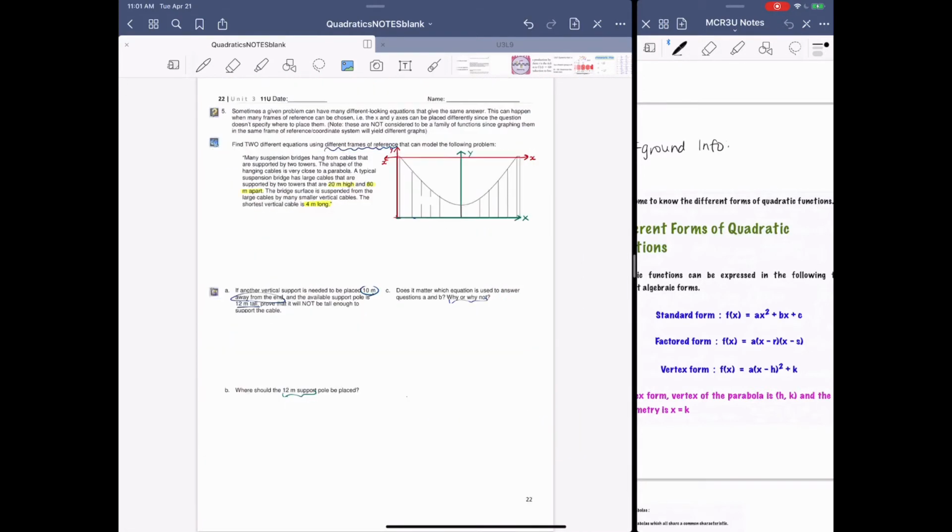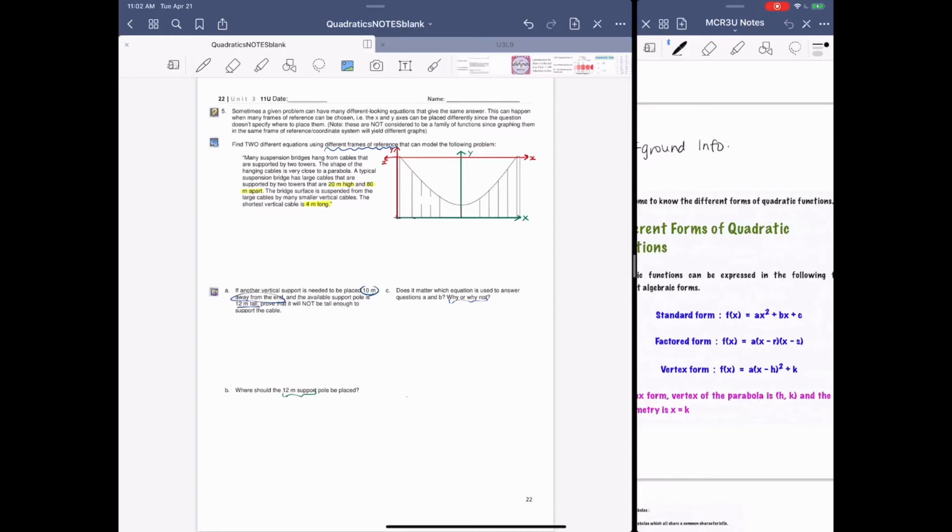Different looking equations that give the same answer. This can happen when many frames of reference can be chosen, i.e. the x and y axes can be placed differently since the question doesn't specify where to place them. Note, these are not considered to be a family of functions since graphing them in the same frame of reference coordinate system will yield a different graph. Find 2 different equations using different frames of reference that can model the following.